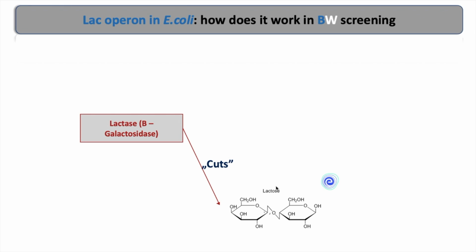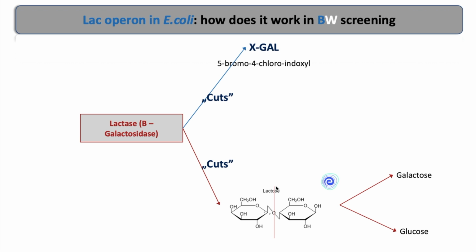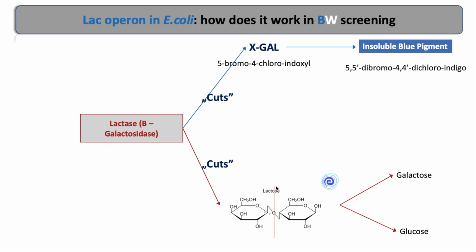So, lactase cuts lactose into galactose and glucose. But for blue-white screening, they are using another compound, which is called XGAL. GAL stands for galactose. Lactase also hydrolyzes XGAL, which in turn immediately transforms itself into an insoluble bright blue pigment.